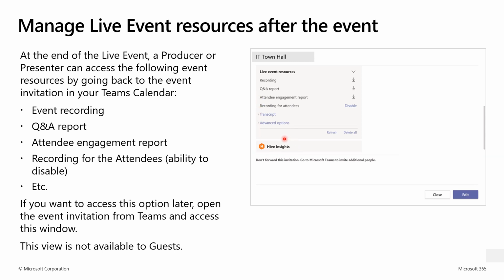If you're using third-party ECDNs, you might get some of their insights here as well. If you're using a third-party encoder, or an external encoder, I should say, you'll get the Q&A report that you can download, but you won't have an attendee engagement report available to you, right? So this view is, again, going to be dependent on how you've chosen to produce your event.